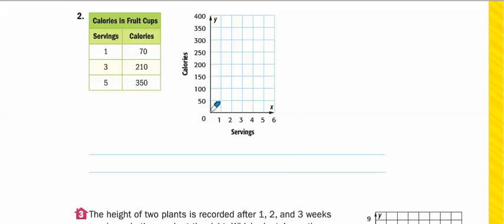So 1 serving will go over to 1 and up to 70. So that's right about here. Go over to 3 up to 210. Over to 5 and up to 350. And then we can go ahead and draw a line through those. Again, it's not a very straight line, but it's supposed to be. And then it asks if it's proportional.